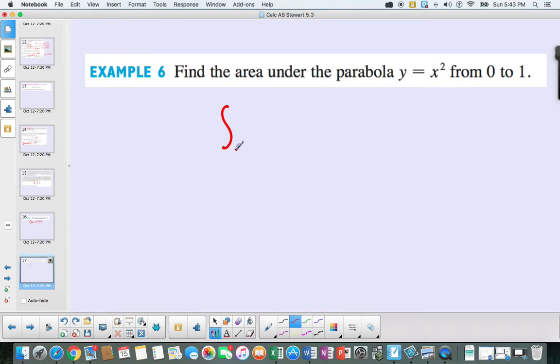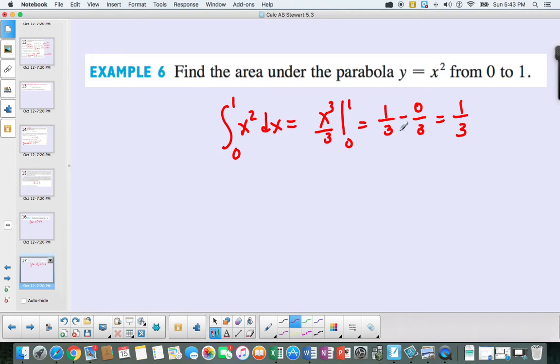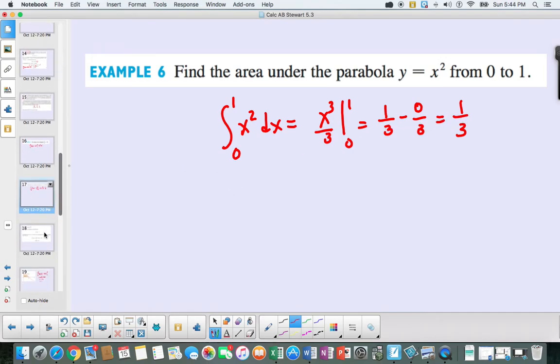Let's go ahead and find the area under the parabola. We did this with brute force, and now we're going to be able to use the fundamental theorem of calculus. So the antiderivative is x cubed over 3, evaluated from 0 to 1, and then this will be 1/3, take away 0 over 3, and so the answer is 1/3. We did it with brute force before, and now look, the fundamental theorem of calculus allows us to go a little faster.